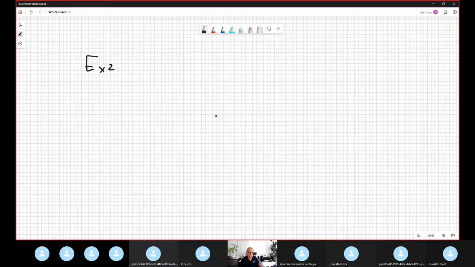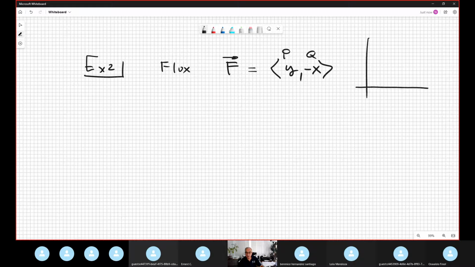Okay, so now example 2. Example 2 is a little bit different, because it's the same idea of the flux, but in this case the vector field is given as (y, minus x). One more time: P is the first component, and the second component is Q. And the curve can represent the surface. It's a line segment, one segment that goes from (0,0) to (1,2), (2,2).